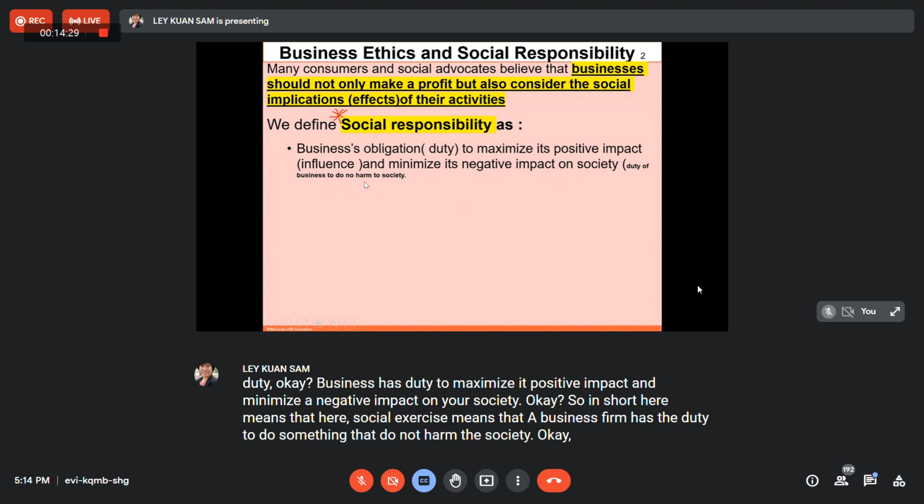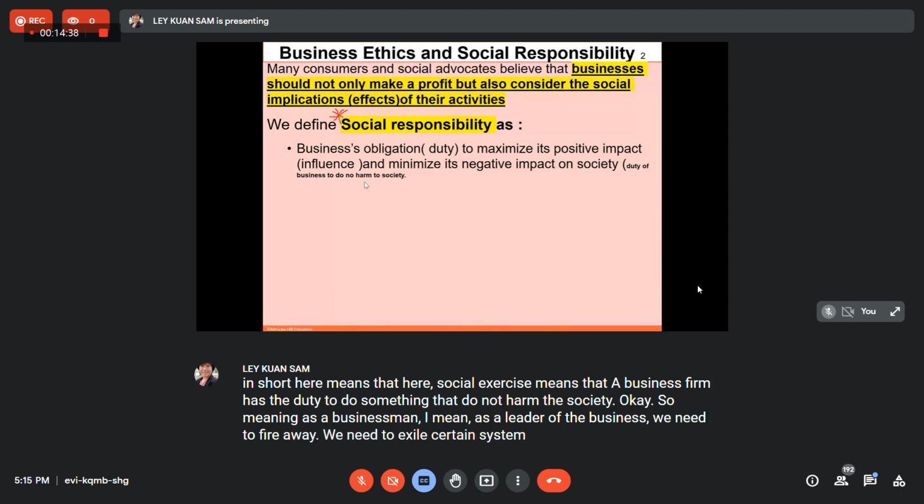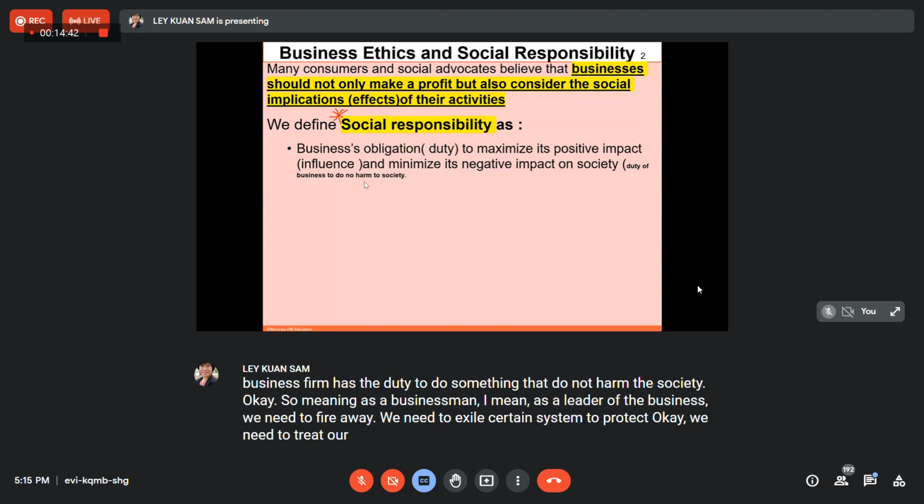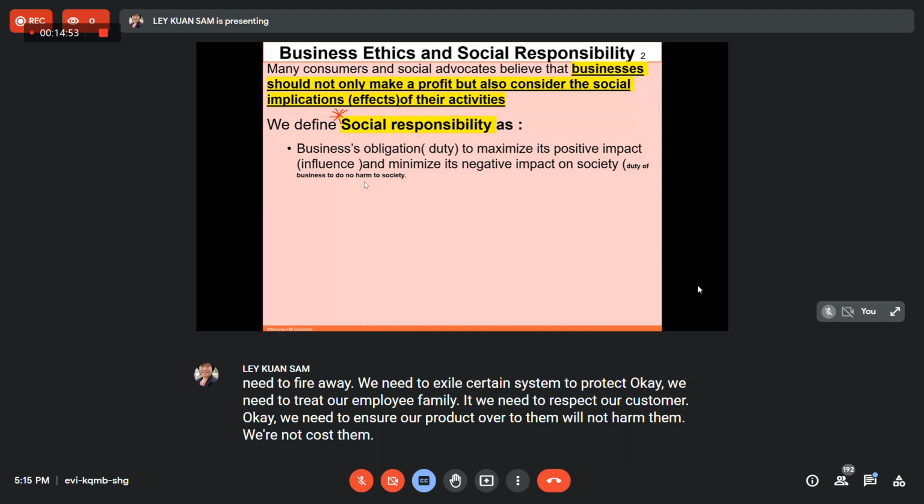Meaning as a business firm, as a leader of the business, we need to find a way, we need to install certain systems to protect the environment. We need to treat our employees fairly. We need to respect our customers. We need to ensure our products offered to them will not harm them, will not cause them to get injured.